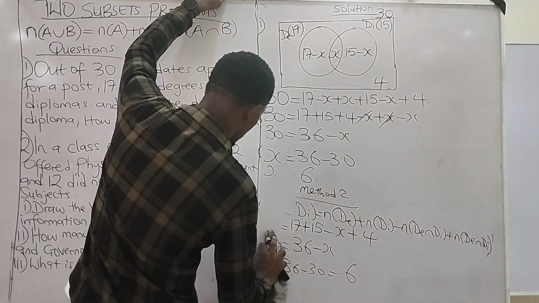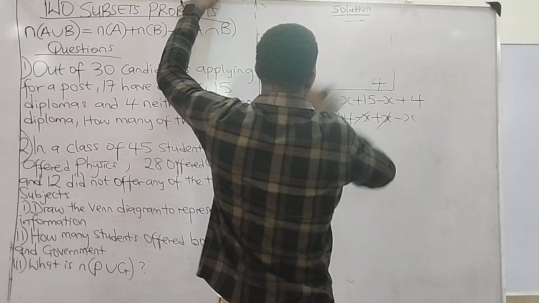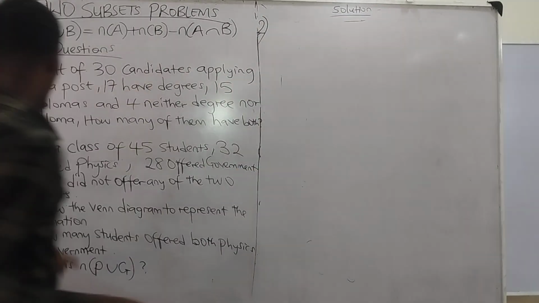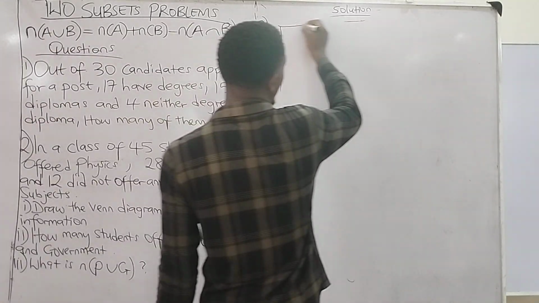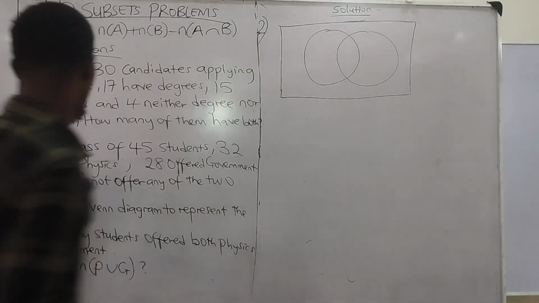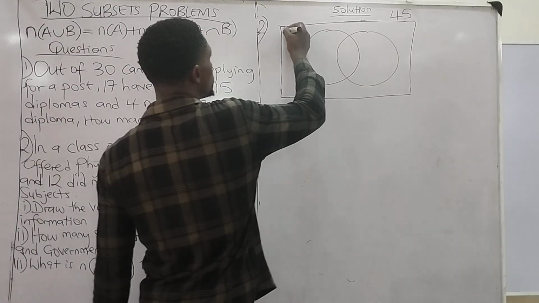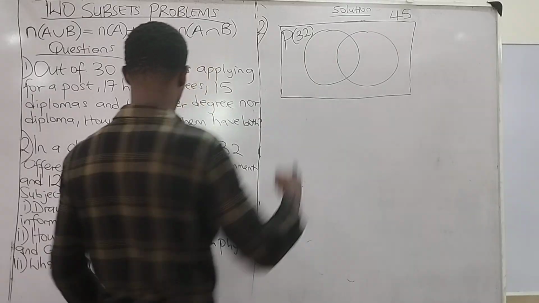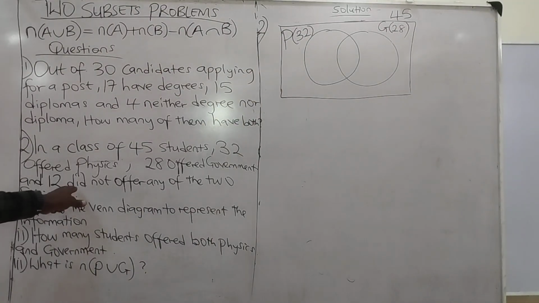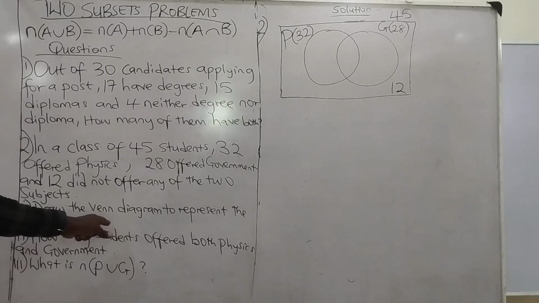So let's go to number 2 right away. Number 2 question. In a class, let us draw our rectangle first. In a class of 45 students, so here is 45, 32 offered physics, so let's use P to represent physics, which is 32. 28 offered government, let's use G for government, 28. And 12 did not offer any of the 2 subjects, so this is neither, 12 is here. Draw the Venn diagram to represent the information.